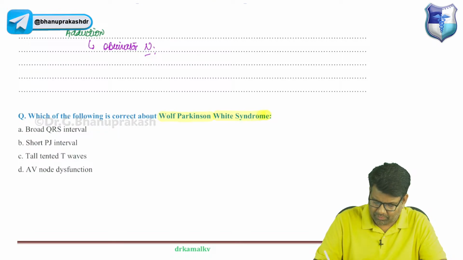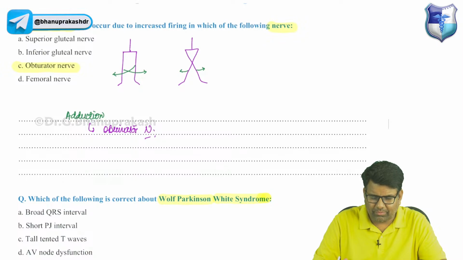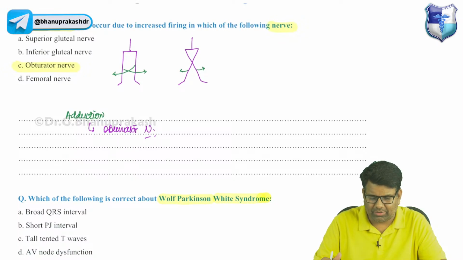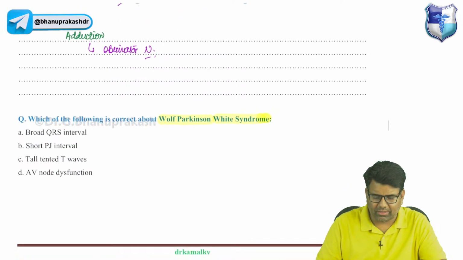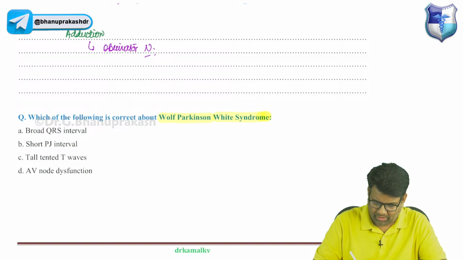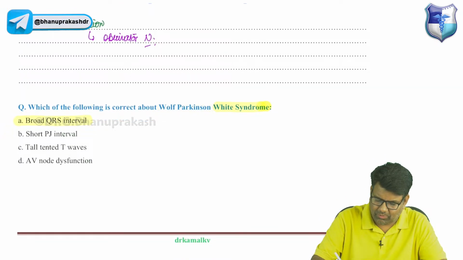Wolff-Parkinson-White syndrome. What will you see in it? Lurching gait is the Trendelenburg gait of the superior gluteal nerve, which affects the abductor muscles. So Wolff-Parkinson-White shows a broad QRS complex.